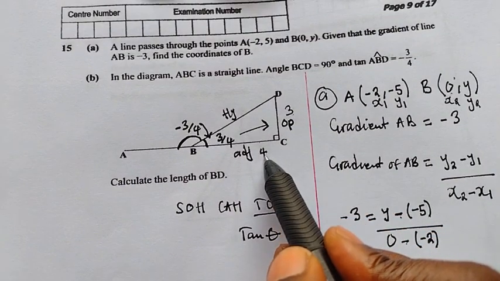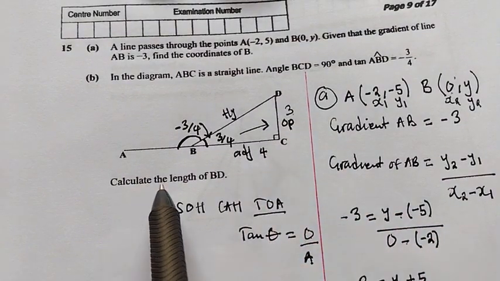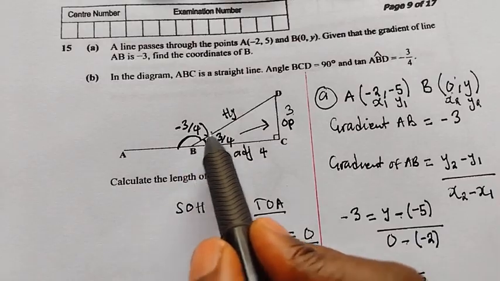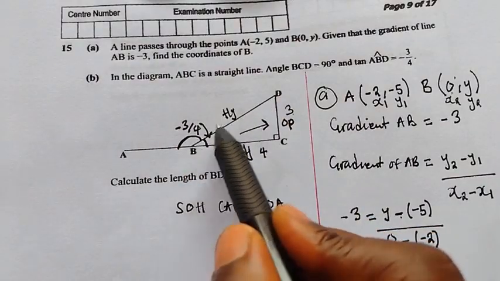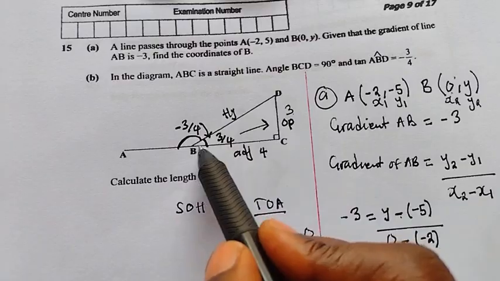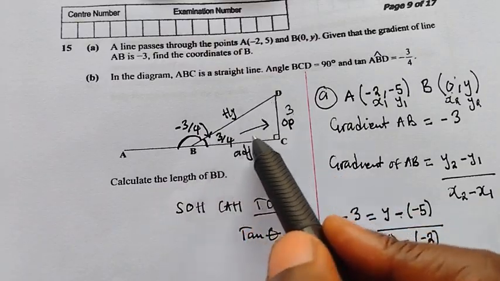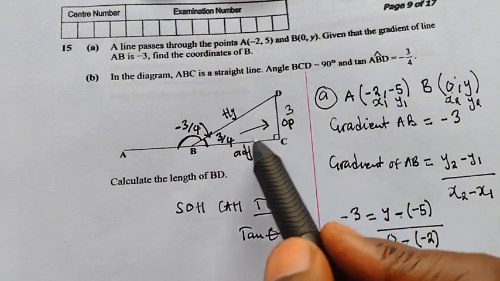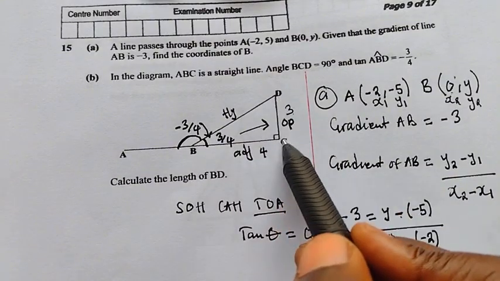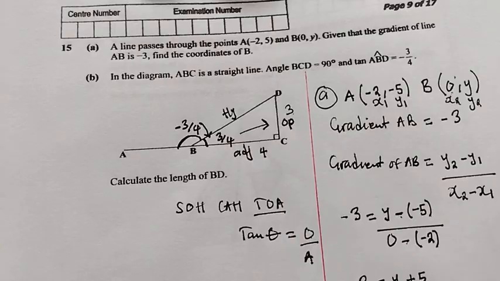So the question is, calculate the length of BD. To find this length from here to here, we will just consider this as a right angled triangle. And since it's a right angled triangle, we have these sides. We have BC and we have side DC. We are going to apply what we call the Pythagoras theorem.